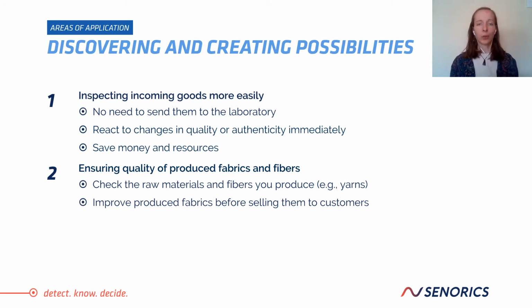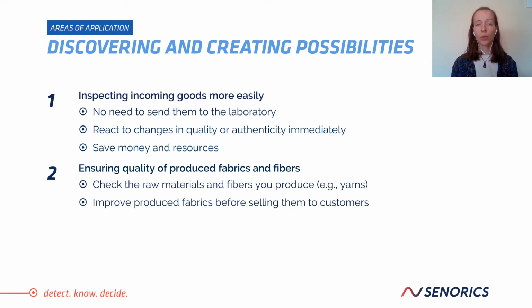Let's take a look at the use cases. So for example, you could use mobile textile analysis to inspect incoming goods more easily. Testing incoming fabrics as they arrive without having to send them to the laboratory and wait for the results is a big step. This allows you to react to changes in quality and authenticity immediately and resolve uncertainties with all parties much sooner. It also saves money and resources as the cost for lab analysis can be minimized and less experienced employees can conduct the testing.